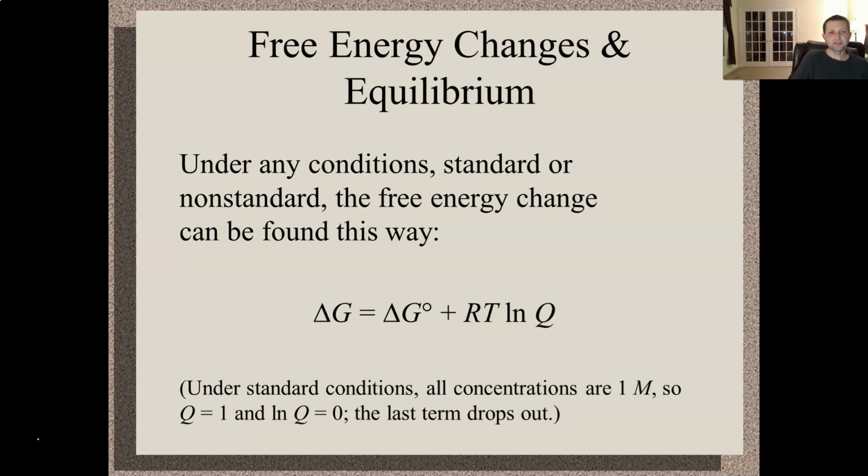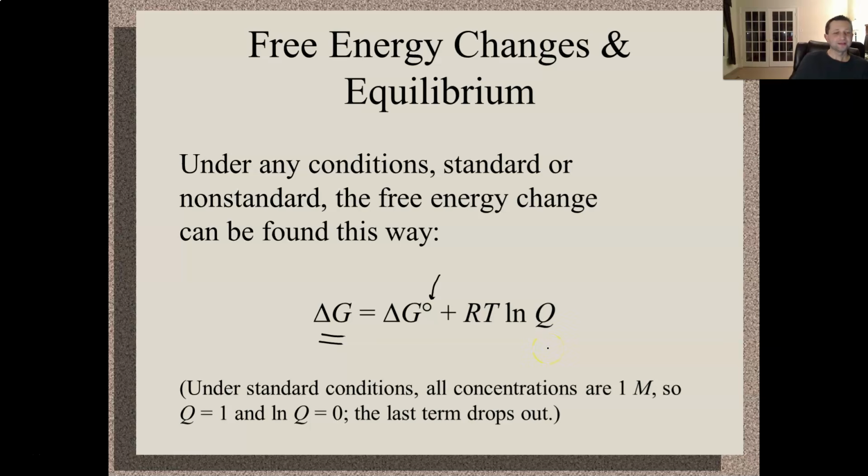So under any conditions, standard or non-standard, the free energy change can be found with the equation on the screen. Sometimes we're not at standard conditions, and we need to find our free energy, and this is the equation that you would use. You really rarely, if ever, have to use this in the AP curriculum or on the College Board exam. So do not worry about committing this to memory or anything. But this is the equation that we would use if we're trying to solve for the free energy at non-standard conditions. We would need the free energy at standard conditions because of that little degree sign there, plus RT natural log of Q, which is the reaction quotient from equilibrium.